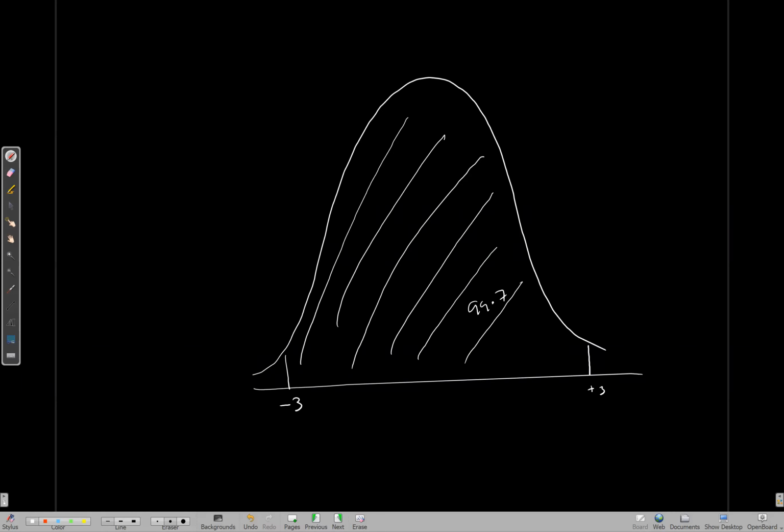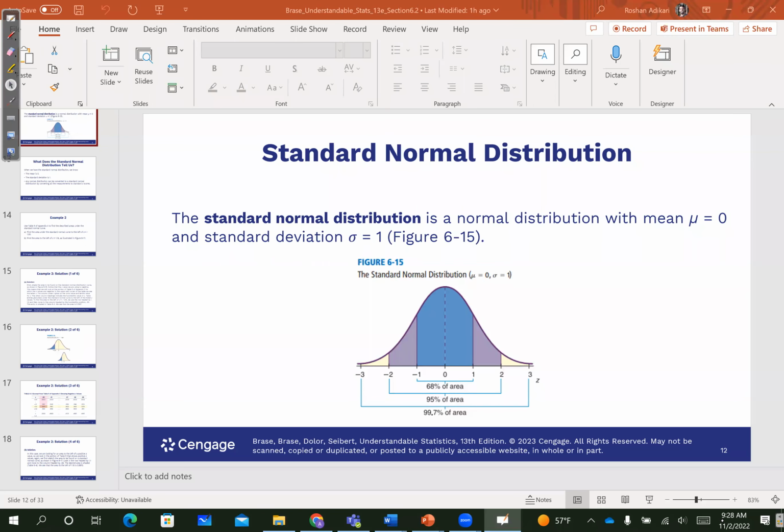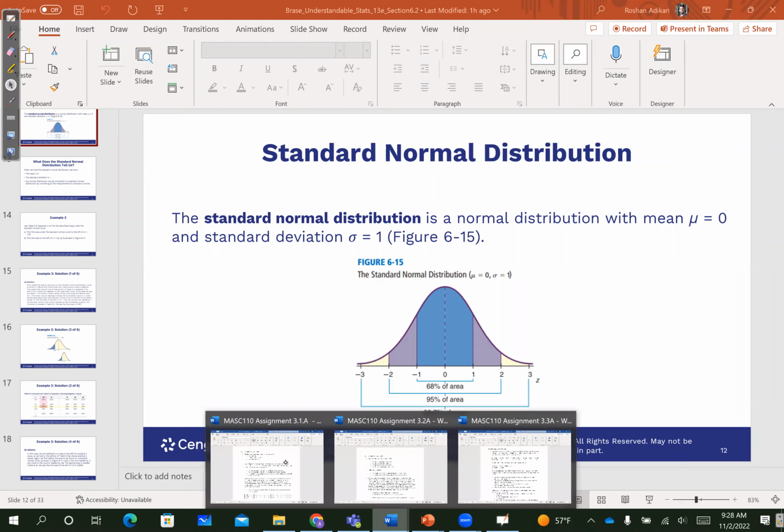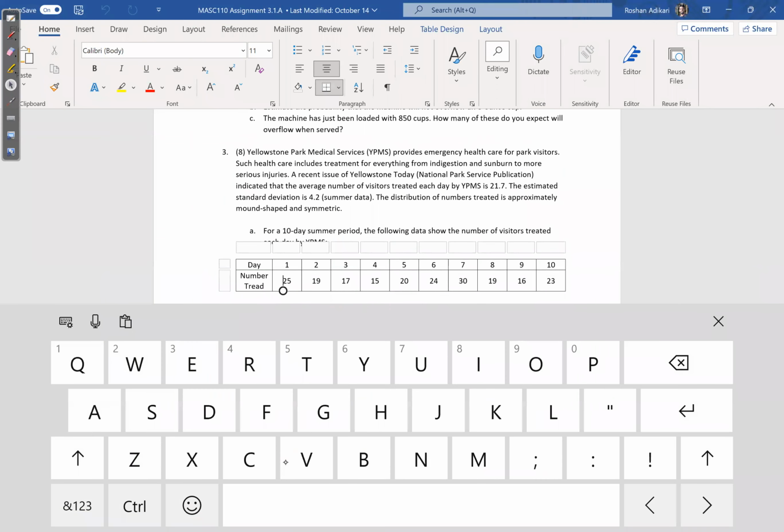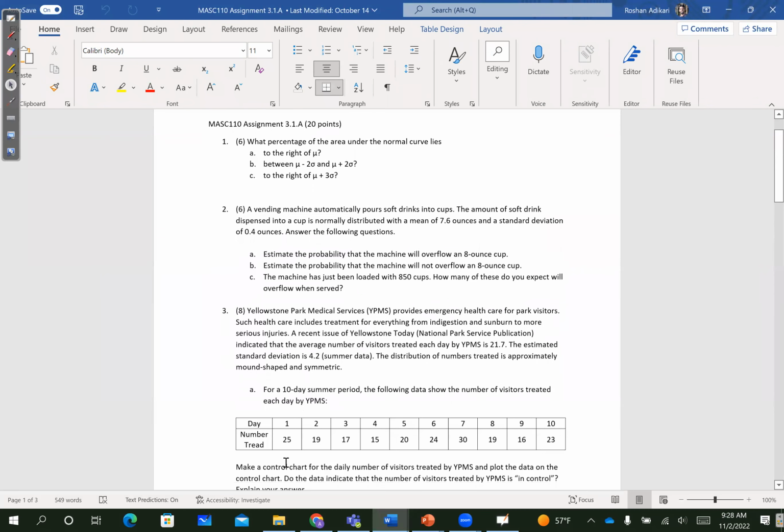The total area is 1. So the remaining part, let me use a different color. Remaining part is this. The question is asking you only this. So figure that out, okay? And this curve is symmetric, so it plays a role. Now I have almost told you the answer. Cannot do more. Okay. Oops, sorry about that.